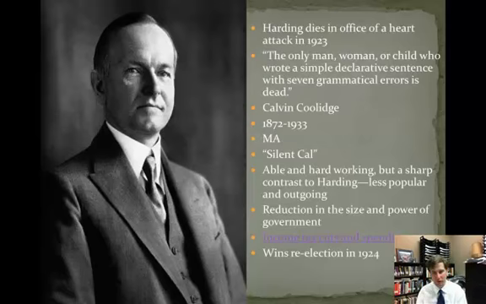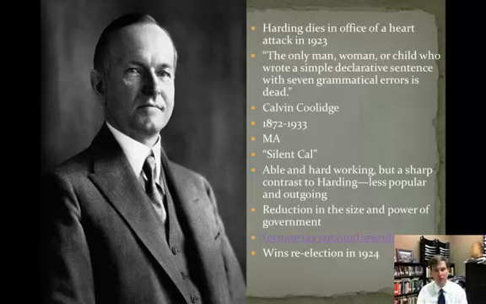Now, as I said, Harding would die in office of a heart attack in 1923. A very famous poet named E.E. Cummings wrote, "The only man, woman, or child who wrote a simple declarative sentence with 7 grammatical errors is dead." So Harding was not well liked in terms of his speechwriting abilities. And so his successor would be Calvin Coolidge, as vice president from Massachusetts, known as Silent Cal. Very able and hardworking, but a sharp contrast to Harding, much less popular and outgoing.